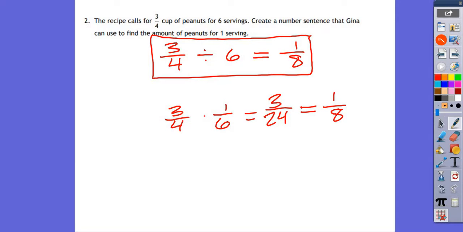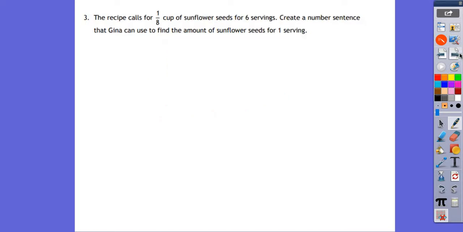And what ingredient was I looking at there? This time it is peanuts. So the amount of peanuts in each bag is 1/8 cup. In 6 of these bags, how many cups of peanuts are there? 3/4. All right. Number 3, we're looking at sunflower seeds.